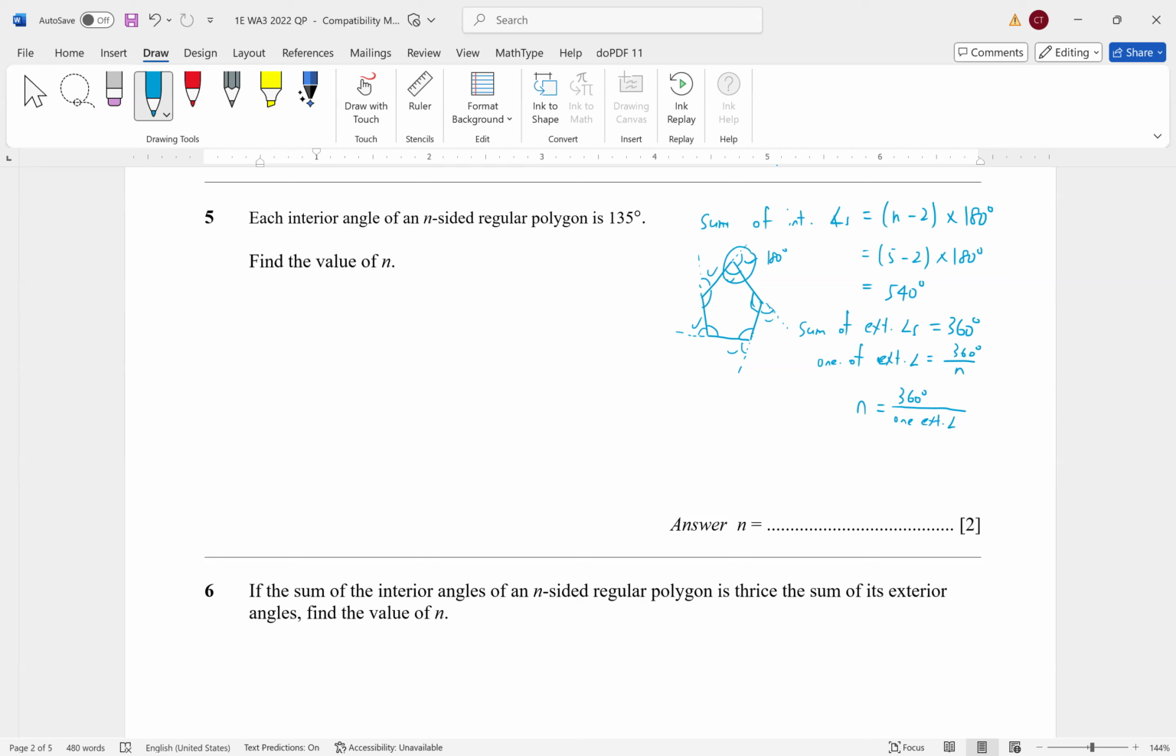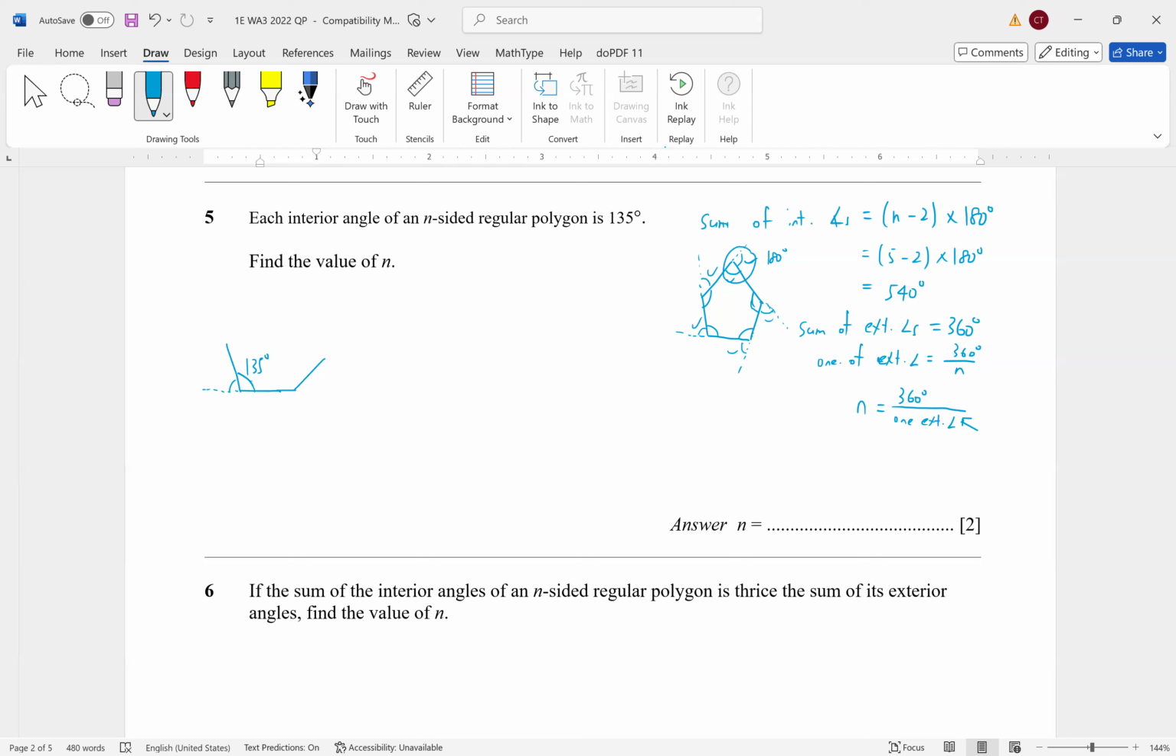They say that each interior angle of an n-sided regular polygon is 135. So now they are saying there's this regular polygon, and each interior angle is 135. Since it's a regular polygon, all the interior angles are the same, so all the exterior angles will also be the same. Can I calculate one exterior angle now? Once I can, I just put inside here 360 divided by the exterior angle, and I'll be able to find n, the number of sides. So let's find the exterior angle first.